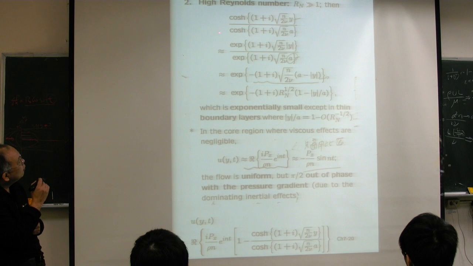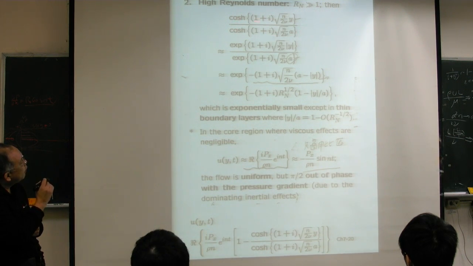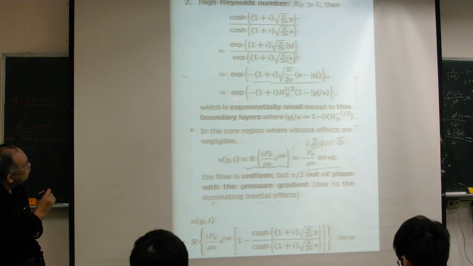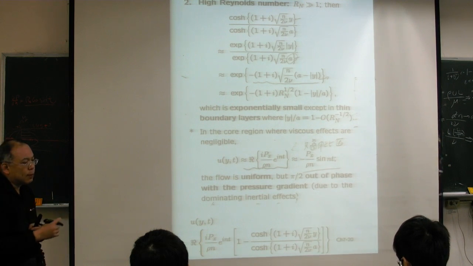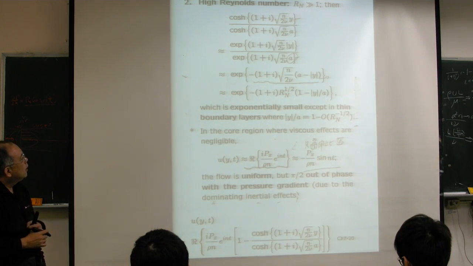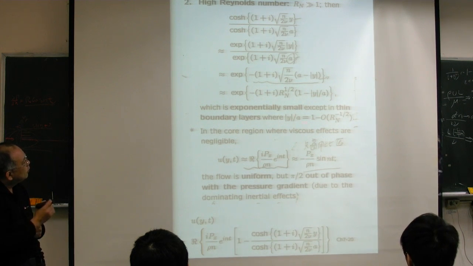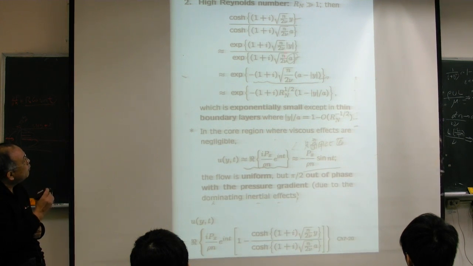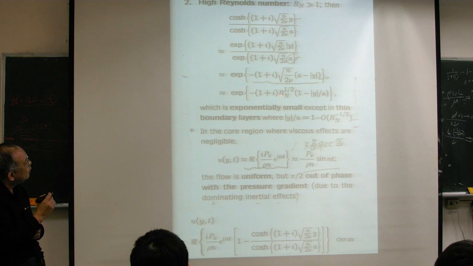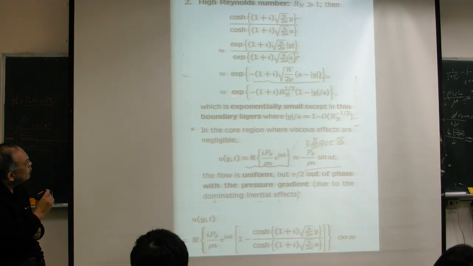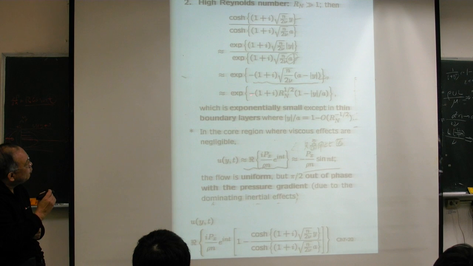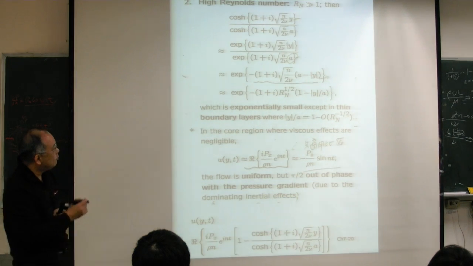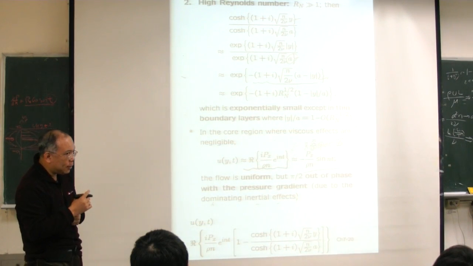So here is this function, this hyperbolic cosine function, which can be simplified, can be approximated by using this exponential function under the high Reynolds number assumption. As you can see here, this is exponential minus a number, right? Since our Reynolds number is much greater than 1, this is exponential minus a huge number. That means exponential decay, right? So this is a very small number.